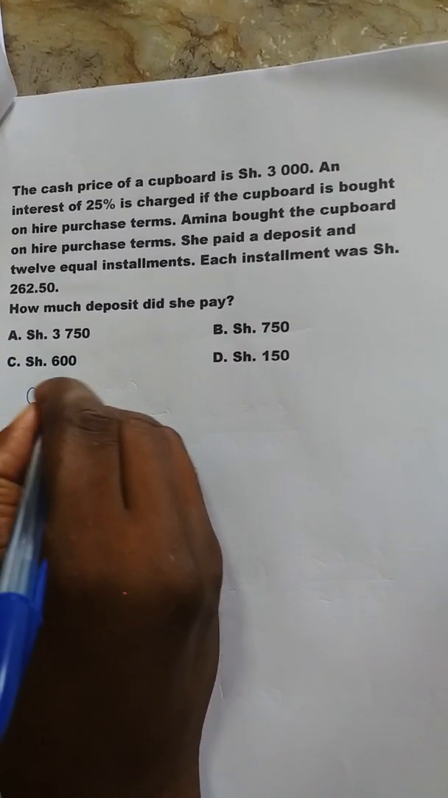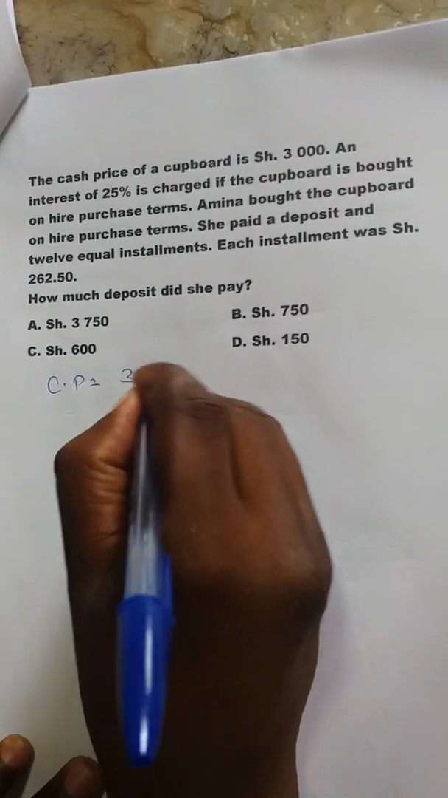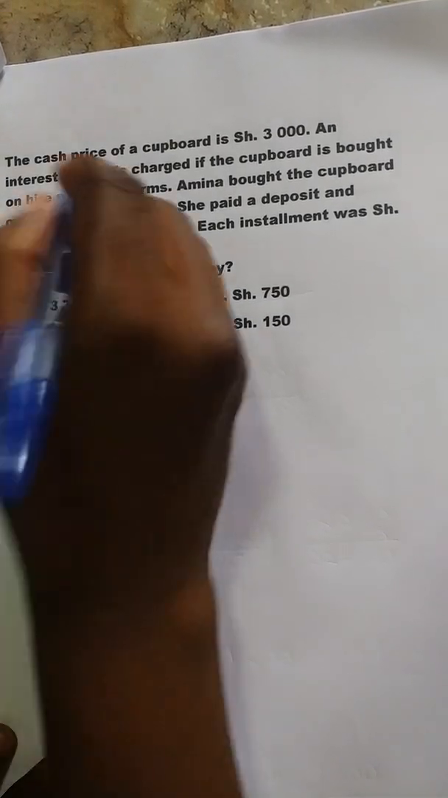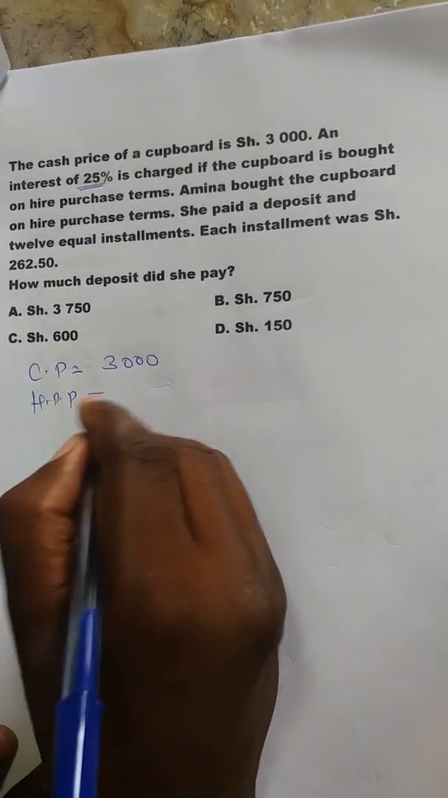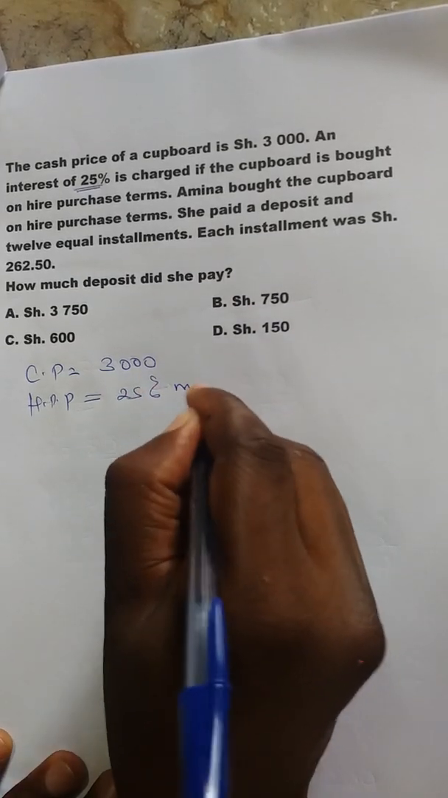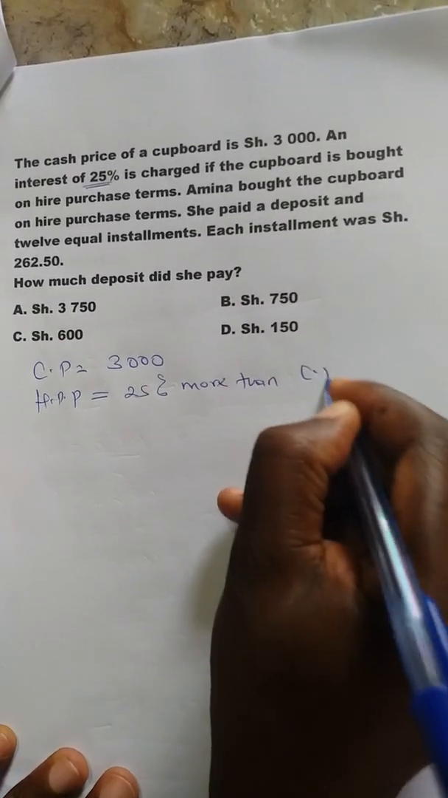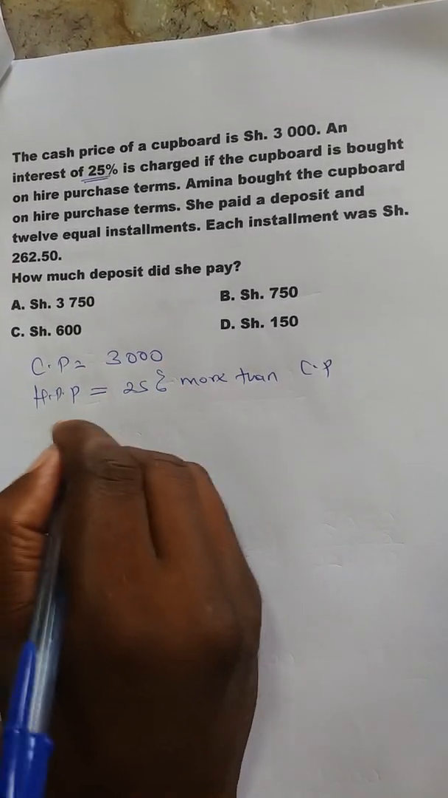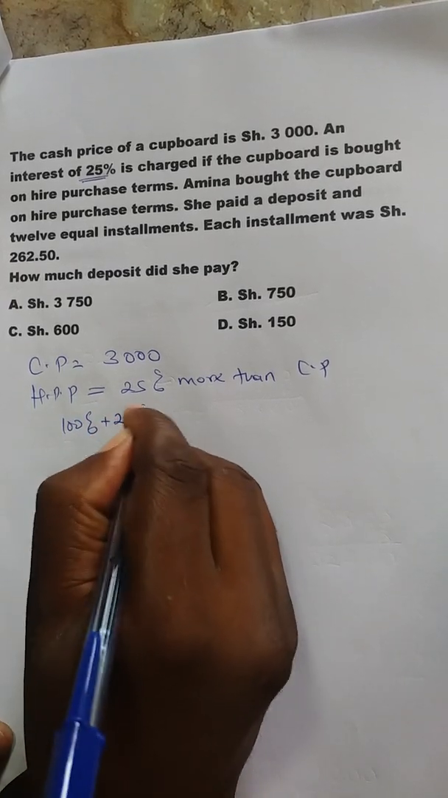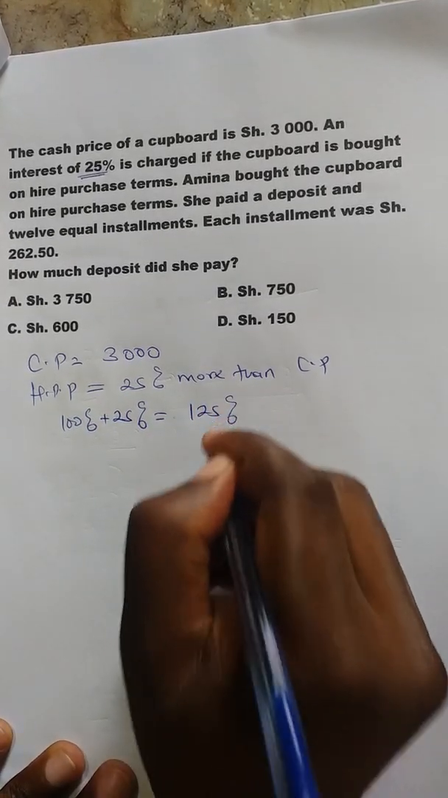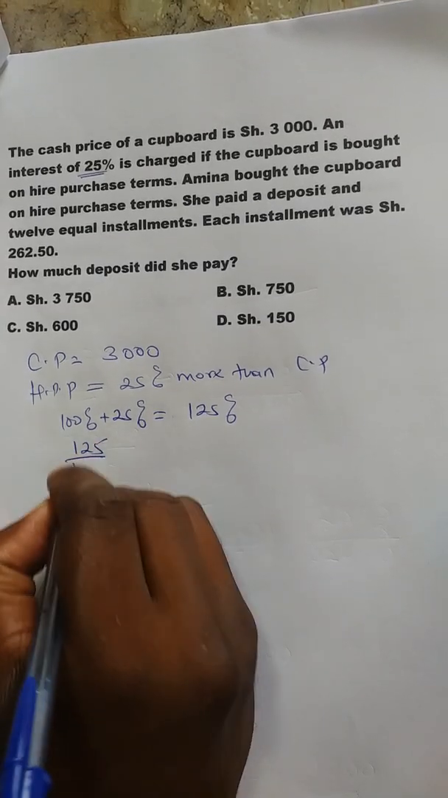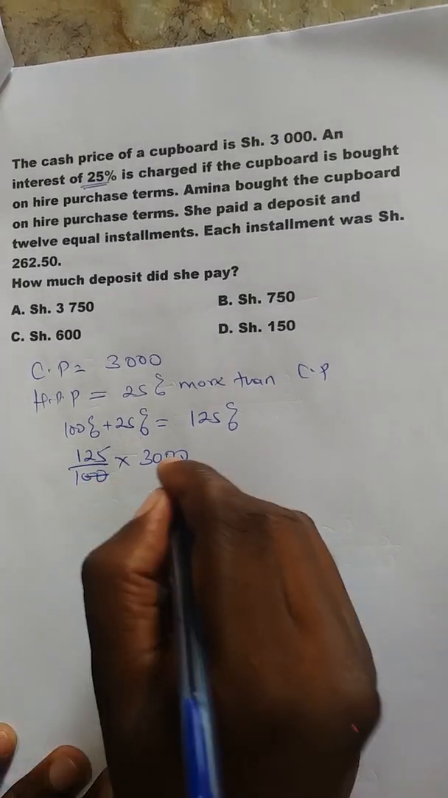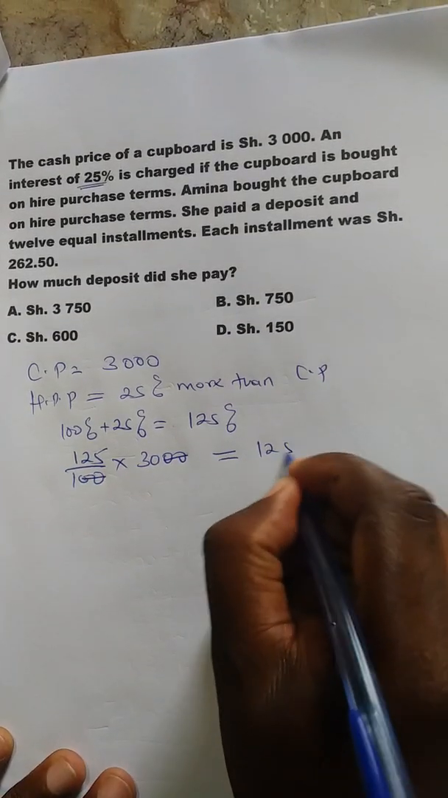So cash price, we are told, is shillings 3,000. We are told that 25% interest is charged. So the hire purchase price is 25% more than the cash price. The cash price is always 100%. So it will be 100% plus 25%, which gives us 125%. So it will be 125 out of 100 times 3,000, our cash price. The two zeros cancel each other. You are left with 125 times 3.